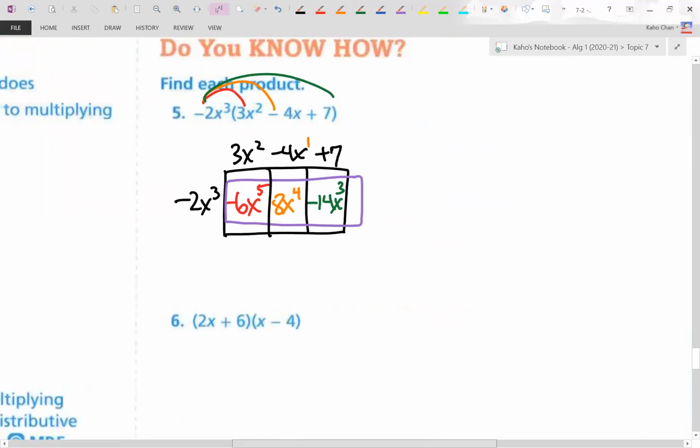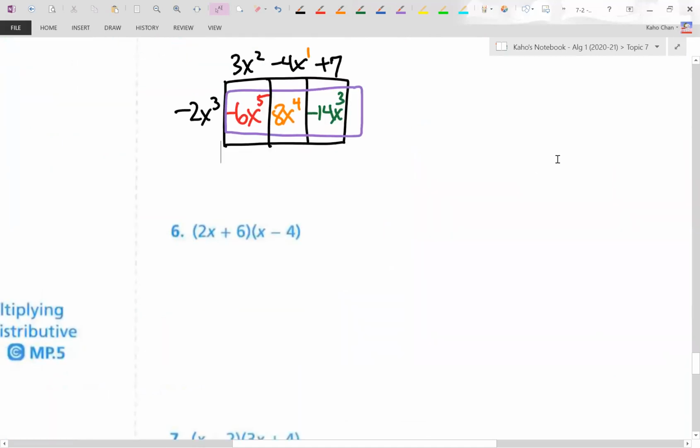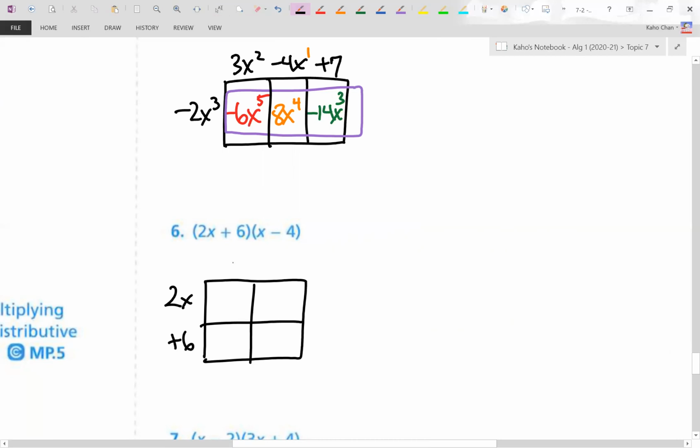You guys like boxes, or you can draw those rainbows if you want to. It's up to you guys. How about number 6? Let's do that one. Oh, it looks like a 2 by 2. Yay. We have 2x plus 6 and x minus 4. Let's go and FOIL this.